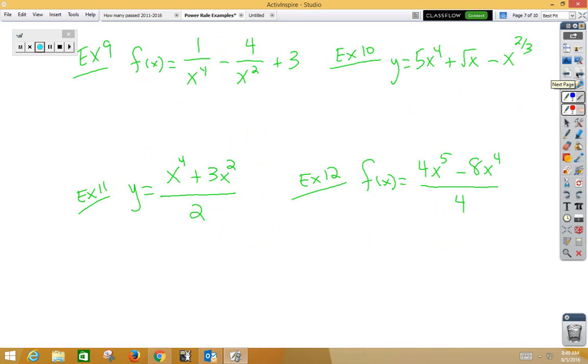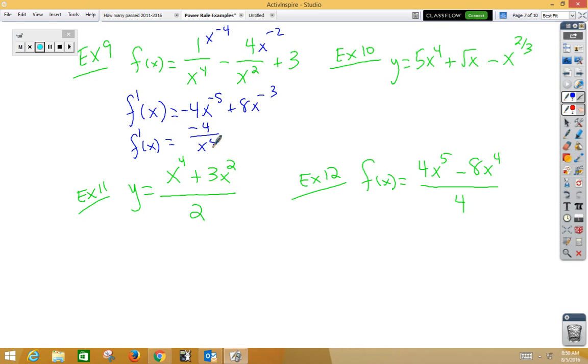In example 9, f prime of x is equal to, let's think about this as x to the negative 4 power. So we would have negative 4x to the negative 5. Let's think of this as x to the negative 2. So then we have positive 8x to the negative 3, and the derivative of a constant is, of course, 0. Alternate answer in AP land, they would most likely go ahead and bring this back down and bring that second term back down.